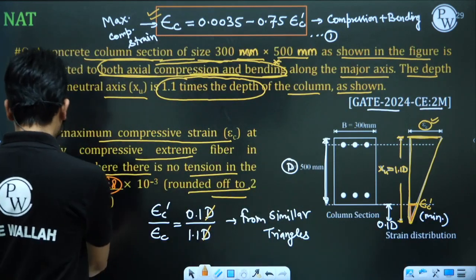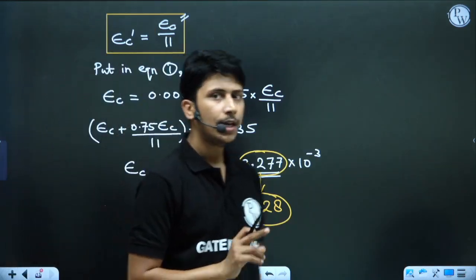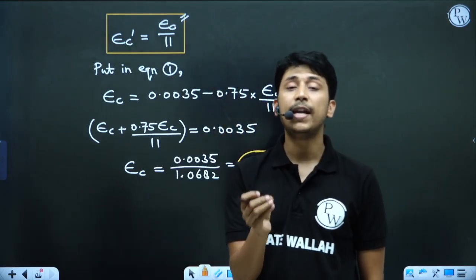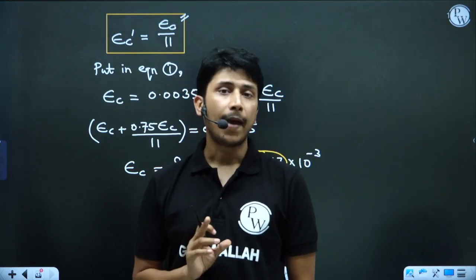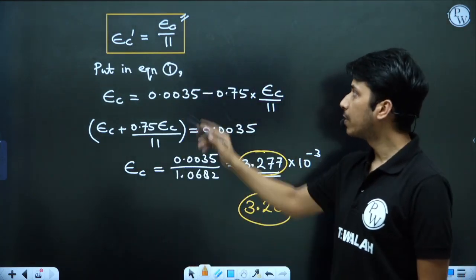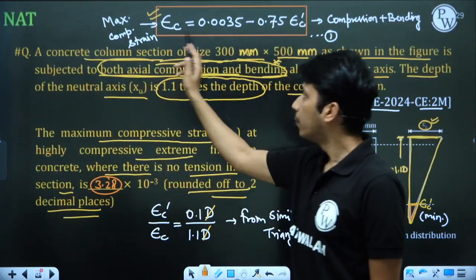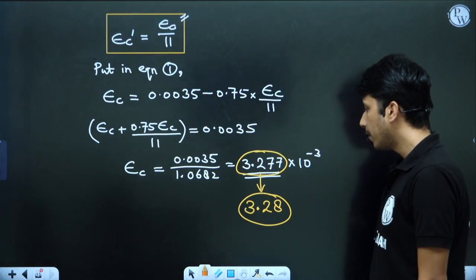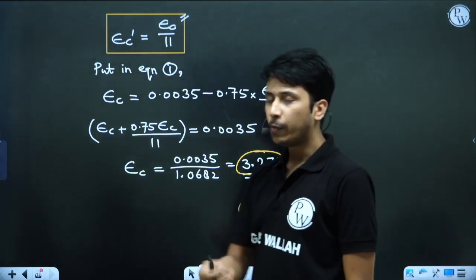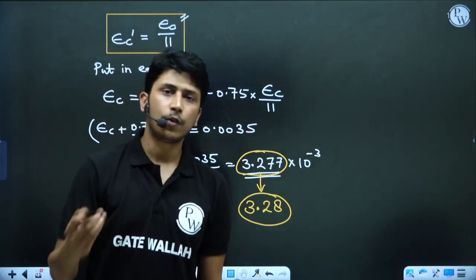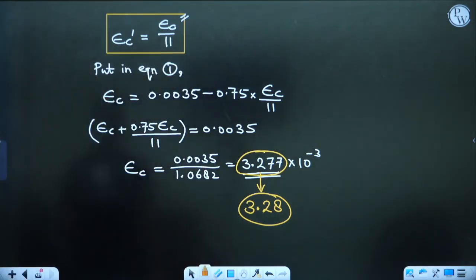So this was the solution of this question. Very basic question was that. First equation, you have to apply epsilon C of combined bending and compression case. And then you have to make the equation of similar triangle rule. Using these two equations, you can calculate the maximum compressive strain epsilon C, that is 3.277 into 10 raised to power minus 3. In 10 raised to power minus 3, the answer will be 3.28, rounded off to 2 decimal places. So this was the solution of this question. Very basic or tricky question was that.